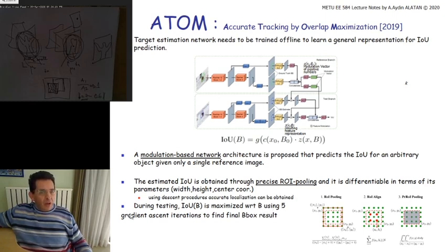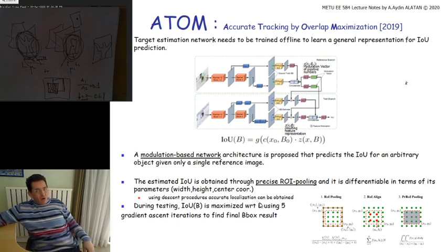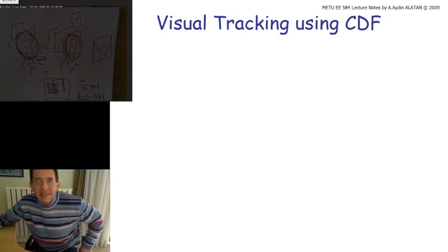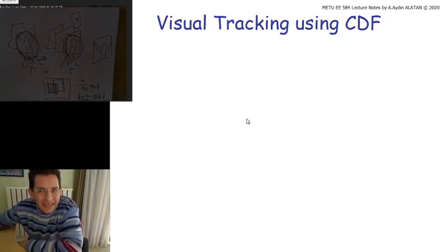Basically, you are using only 5 gradient iterations for obtaining the final bounding box result. That's all about ATOM. In fact, these are all about our techniques that we are using for CDF.